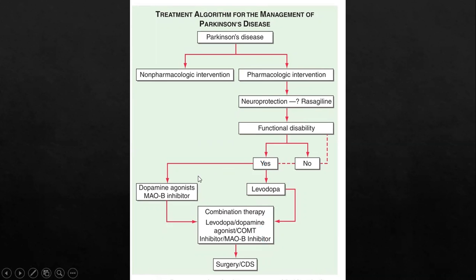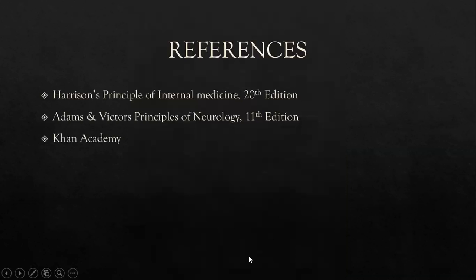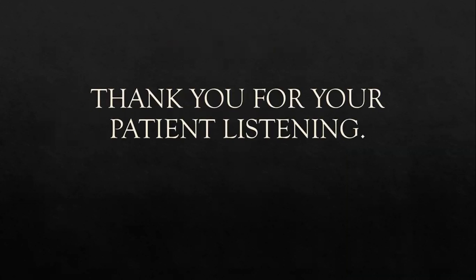Apart from that, we can also give a dopamine agonist or MAO-B inhibitor. We can start the patient with that, and then start the patient on levodopa. It again depends from physician to physician. If in spite of all the treatment the patient is still having motor symptoms, or if the dosage of levodopa has crossed its dyskinesia threshold, the patient will have dyskinesias, and for this we can go for surgery or deep brain stimulation. Thank you. My reference is studies. Thank you for patient listening.